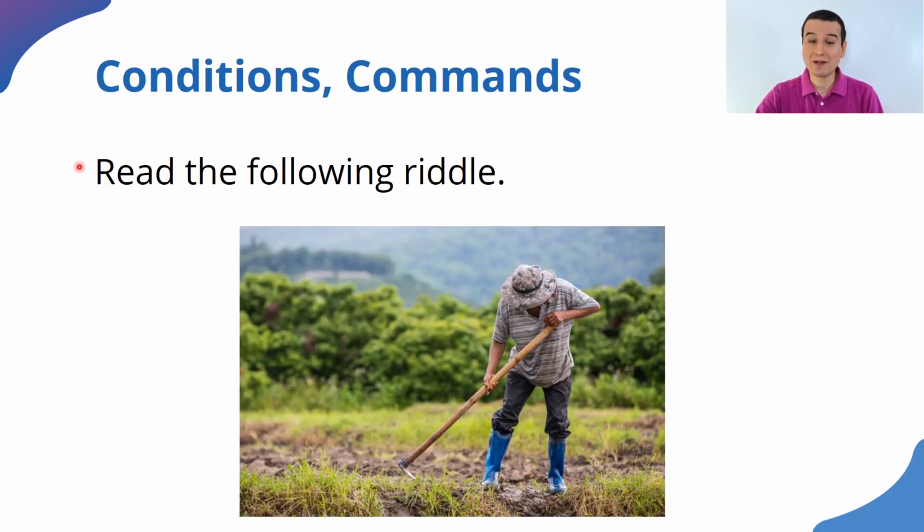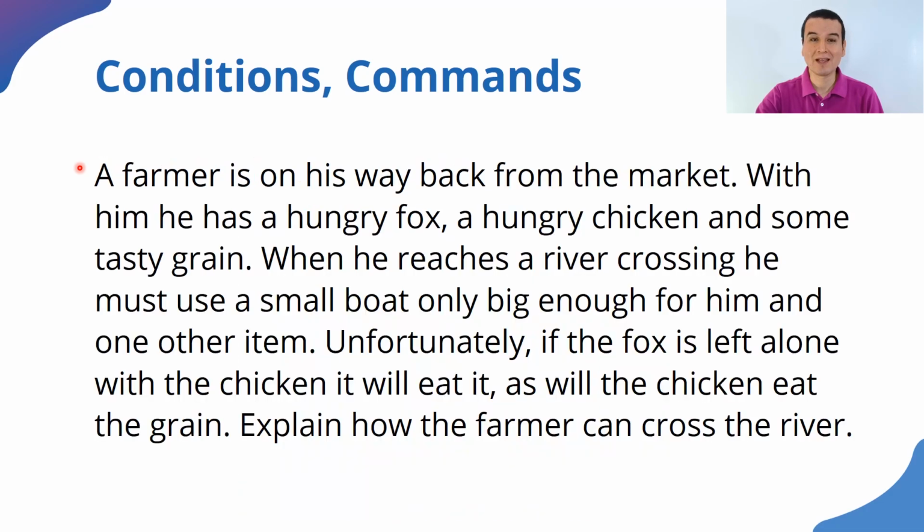Let's read the following riddle. Are you ready? A farmer is on his way back from the market. With him, he has a hungry fox, a hungry chicken, and some tasty grain. All right, the fox is hungry, the chicken is hungry, the grain is tasty. When he reaches a river crossing, he must use a small boat only big enough for him and one other item.